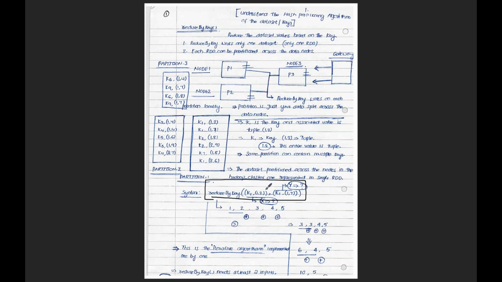Two arguments. Okay, this is one argument and this is two arguments. Now for example, this is your key, this is your tuple, this is your key, this is your tuple. Now consider this one as x, this one as y.